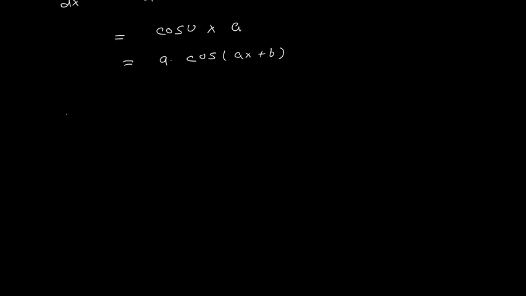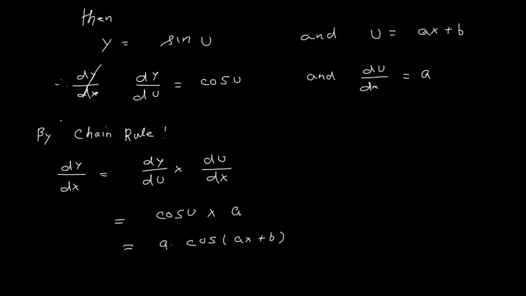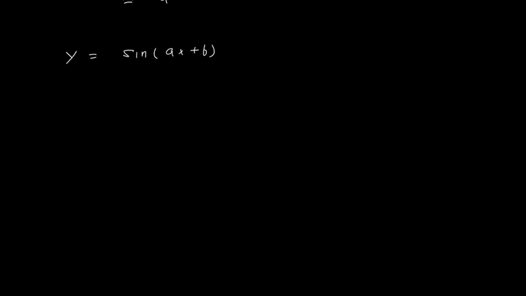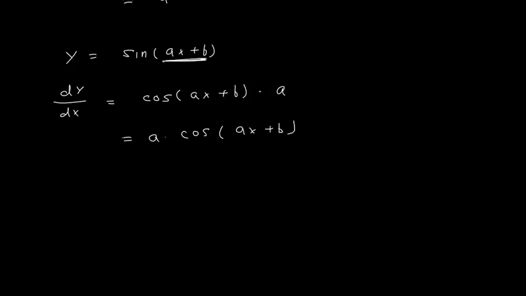Alternately, if we try to solve the problem y is equal to sine of ax plus b, we can say dy upon dx is equal to the derivative of sine, which is cos, so it is cos of ax plus b into the derivative of ax plus b. The derivative of ax is a and the derivative of b is 0. So this is a into cos of ax plus b. This is the third question.